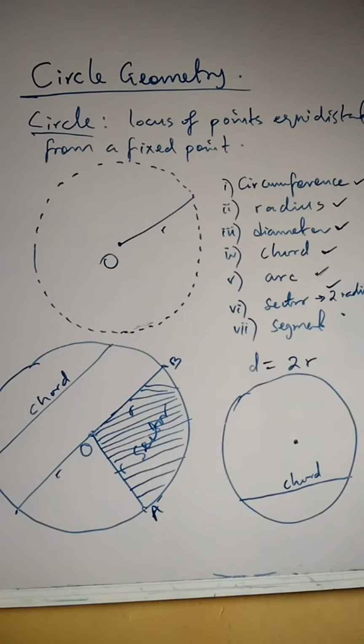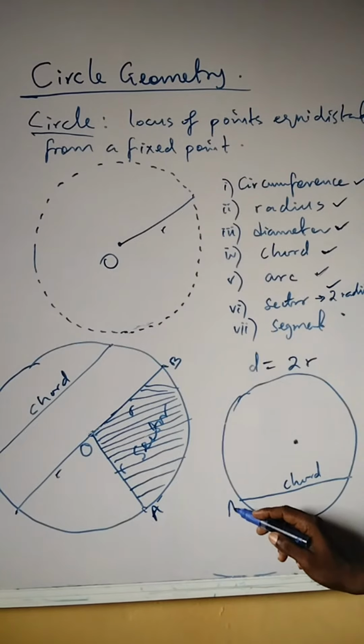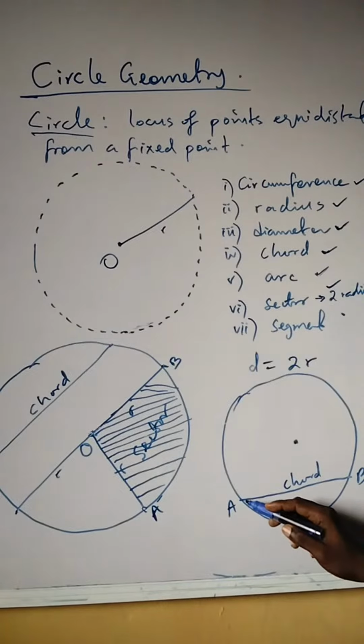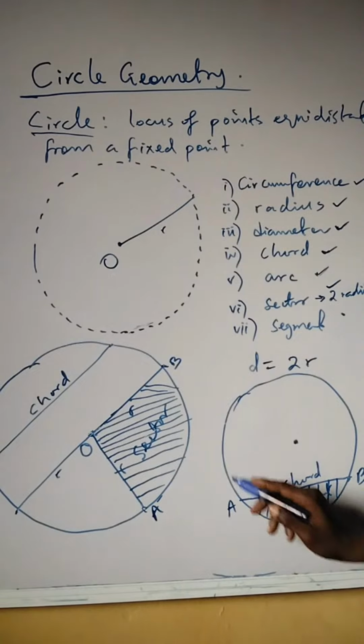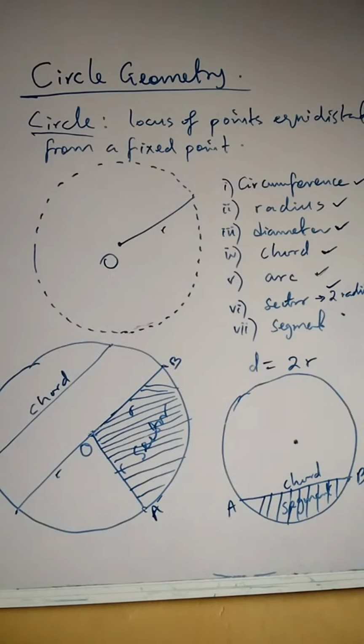A segment is a region bounded by a chord and an arc. We have a chord and an arc, like this chord. If this is chord AB, it is bounded by this chord and this arc AB as well. So this region is what is called a segment. The one shaded here is the minor segment, while the one unshaded here is also a segment. It's also bounded by this chord and this arc. So that one is a major segment.